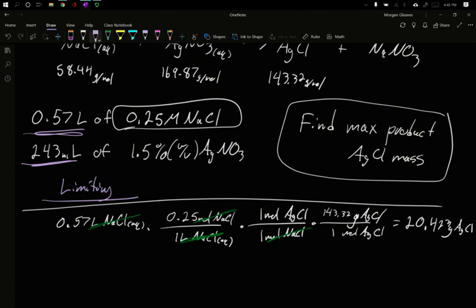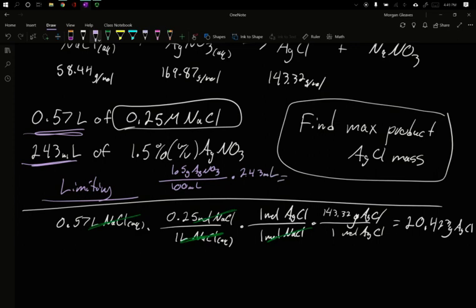If we do this for the silver nitrate, well, this one didn't come in molarity. This one came in weight percent. So we need to adapt it. We need to convert it so that we can get to moles. What this tells us is that there is 1.5 grams of silver nitrate in every 100 milliliters. Well, I'm using 243 milliliters.